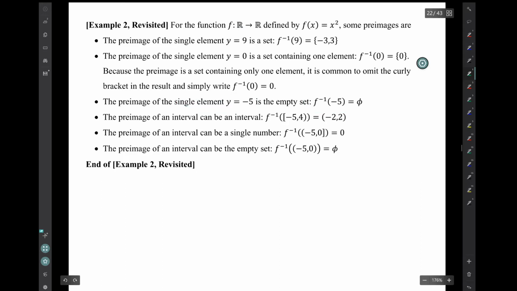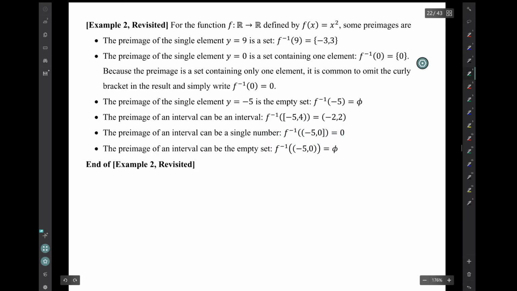Now, the preimage of an interval can be an interval. So, for instance, the preimage of this interval is denoted this way, and it's this interval. On the other hand, the preimage of a whole interval can be just a single number. So, for instance, the preimage of this interval is denoted by this symbol, and it's just the number 0. The only x that causes a y value to come out in that interval is x equals 0.